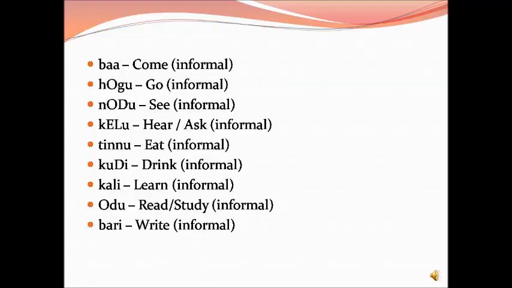Ba. Ba means come. These are all imperatives in informal way. Ba, come. Hogu, go. Nodu. Nodu means see. Informal way. Nodu. Observe the capital D. Nodu. Not nodu, it's nodu.